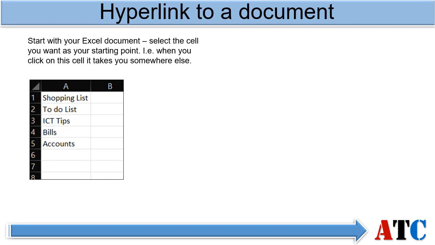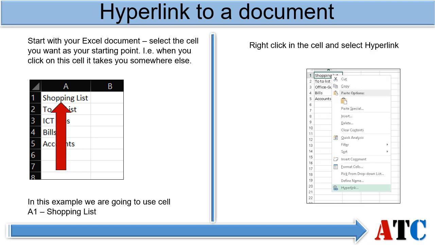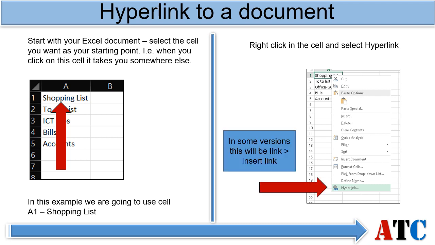In Excel, select the cell that you want to create a hyperlink in. This means when we click on that link, it will take us to our other location. In this example, we are going to use A1 shopping list.